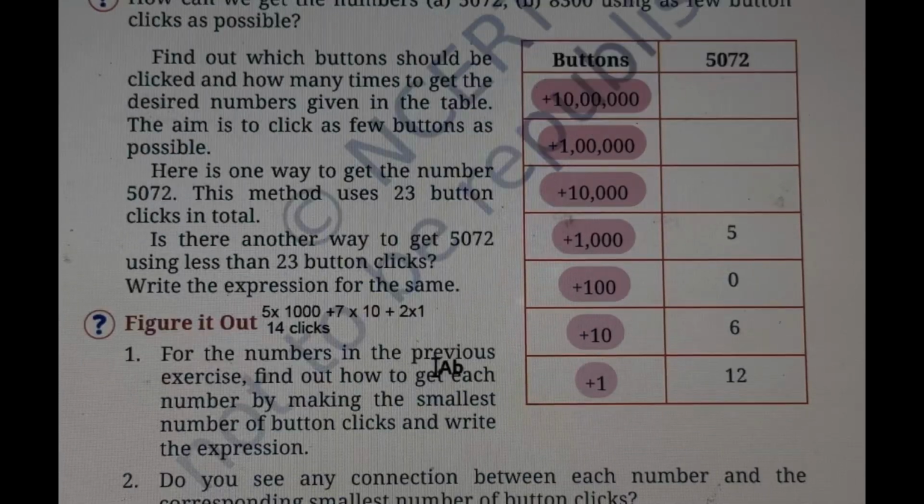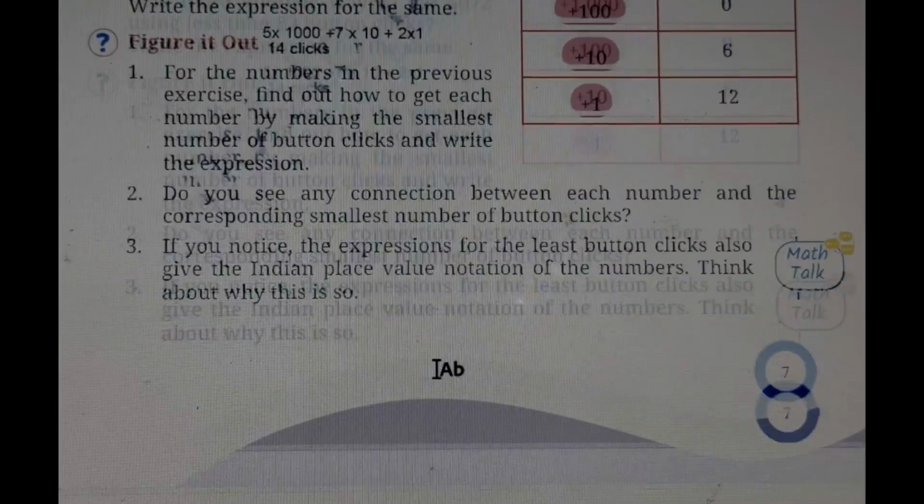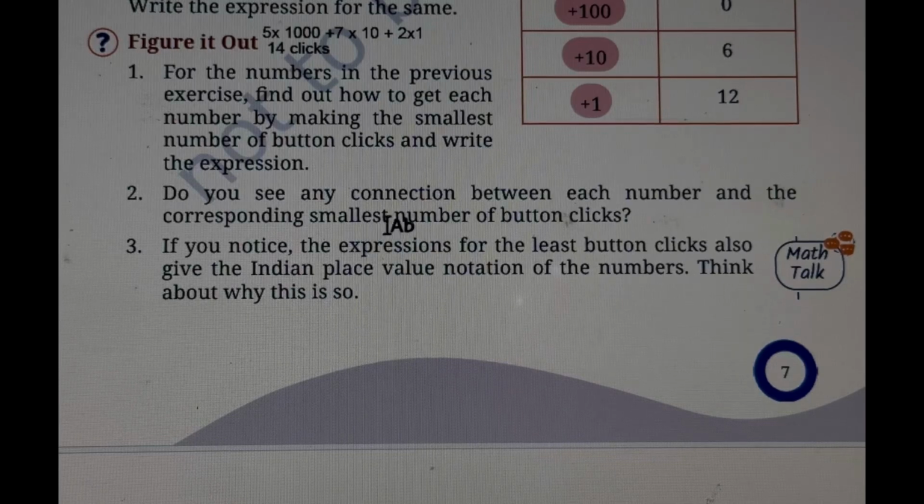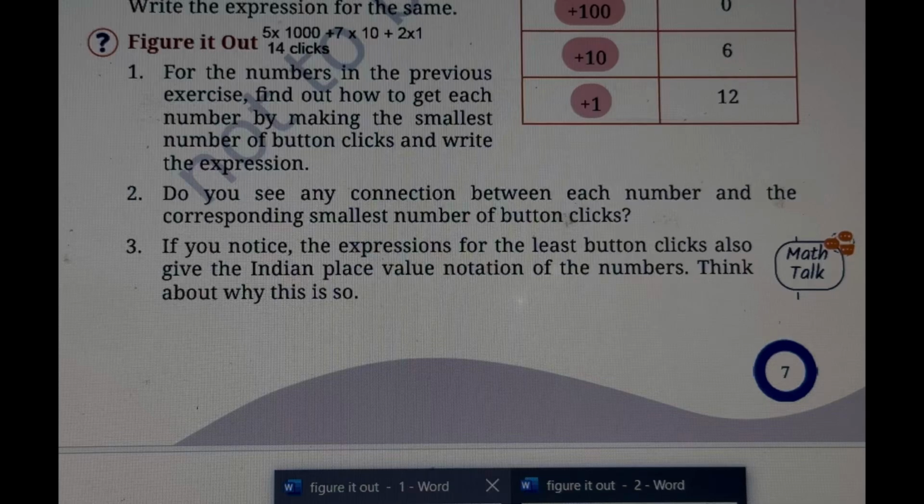Right, now we will try to solve the figure it out questions which are given. The first question is for the numbers in the previous exercise, find out how to get each number by clicking the smallest number of button clicks and write the expression. Right, so we will just see which are the numbers given in the previous exercise. So these are the numbers given and let us try to solve it in the systematic Sippy's way.